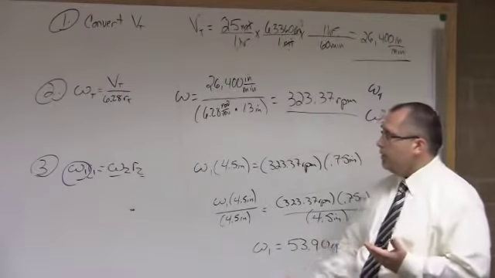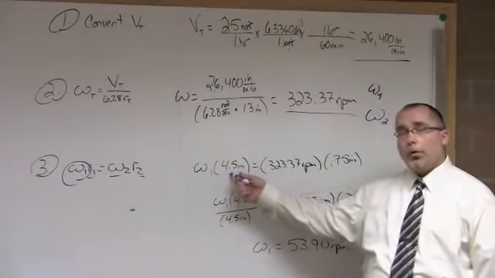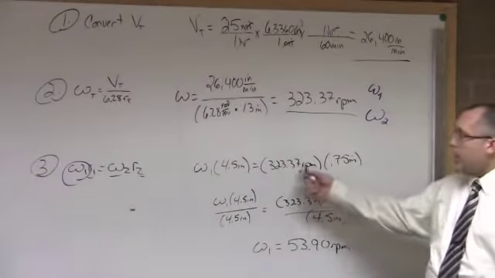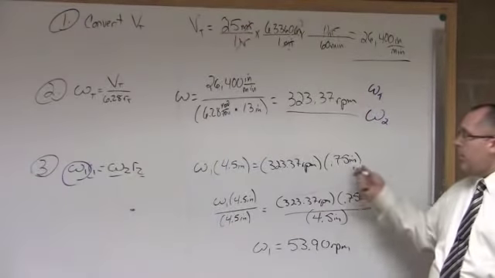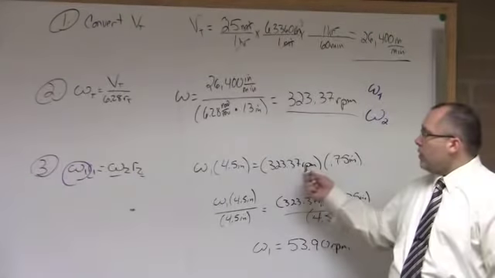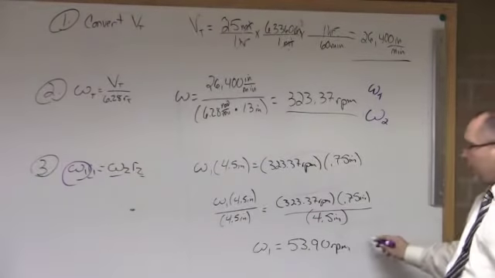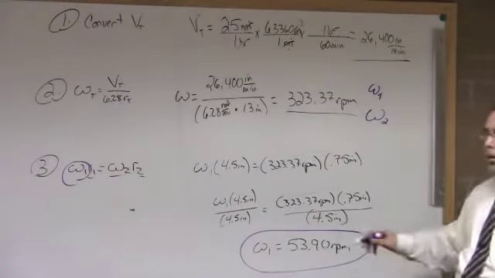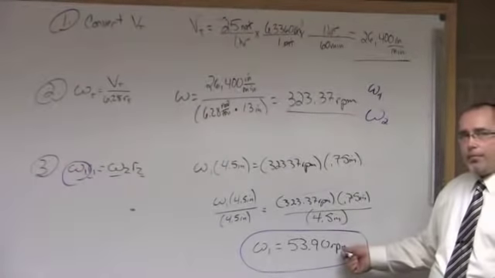So we go to our formula, omega 1 R1 equals omega 2 R2. Omega 1 we do not know, but we know R1 is 4.5 inches. Omega 2 we calculated to be 323.37 revs per minute, and R2 is 0.75 inches. So basically you're going to multiply these two and then divide by your 4.5, which is what I have here. You should end up with approximately 53.9 revs per minute. So that's how fast that person is pedaling.